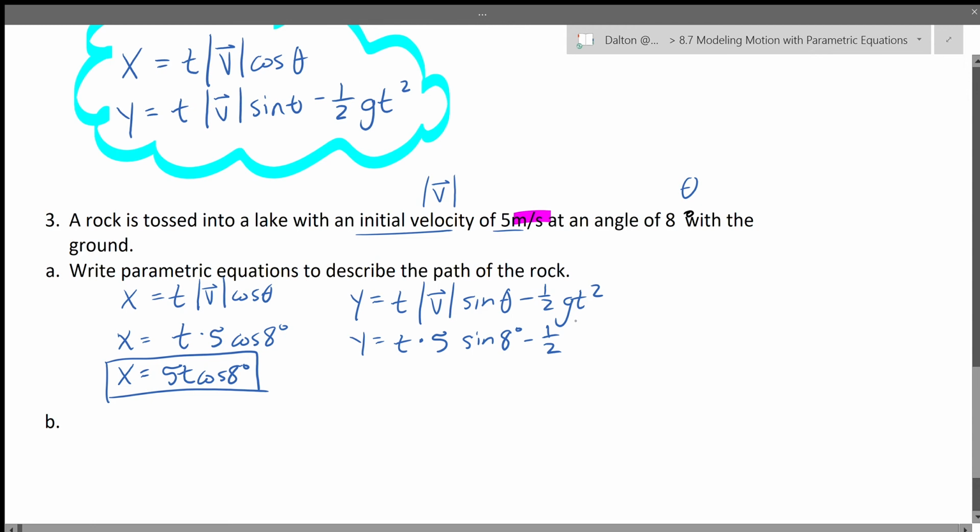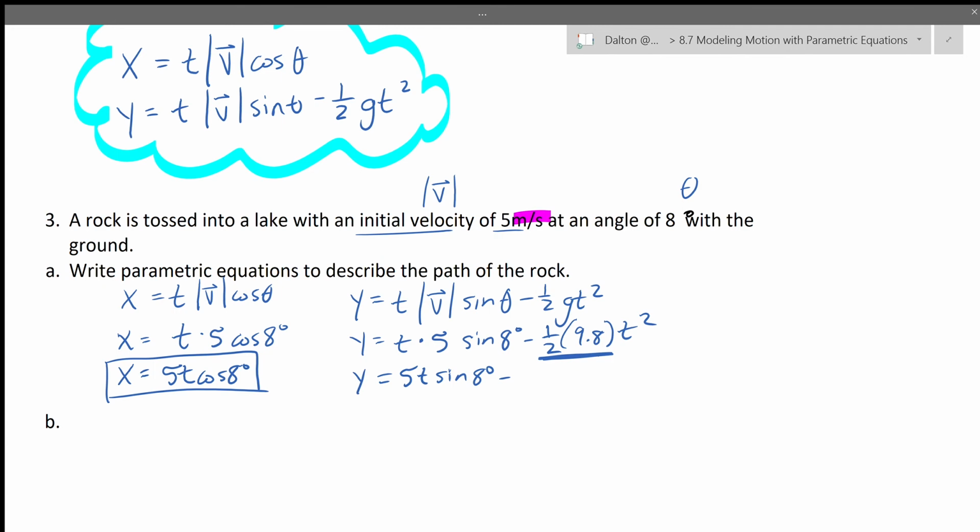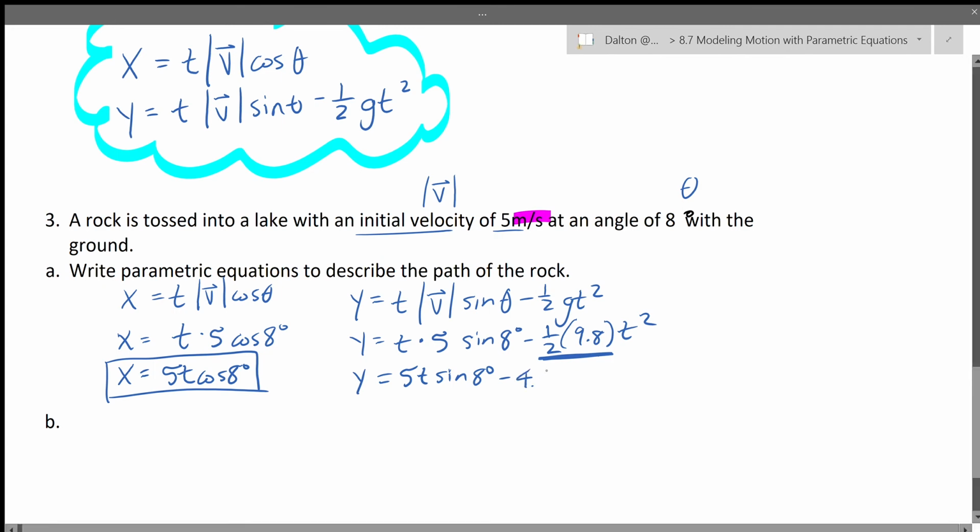So 1/2 times 9.8 times t squared. Then if I simplify this a bit, I'd get y is equal to 5t times the sine of 8 degrees minus, I can go ahead and simplify 1/2 times 9.8 to 4.9 t squared. So then that is the parametric equation for the vertical part.